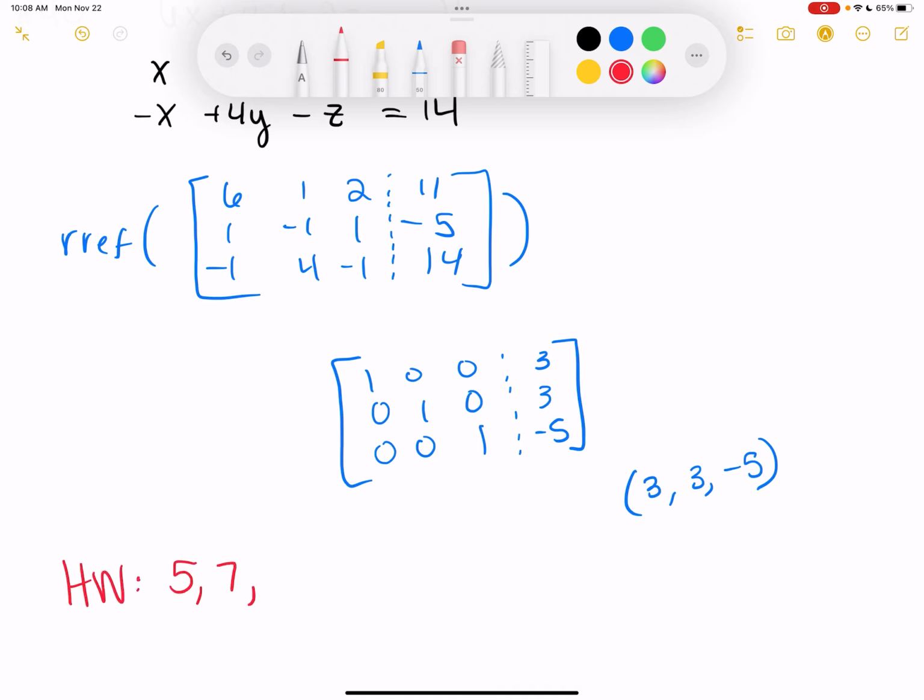Problems 5, 7, 19, 35, and 39. Problems 19, 35, and 39 do on your calculator. 5 and 7 you need to do by hand. You can have tomorrow to work on them. I'll probably just look at them when you're done and go ahead and put the grade in, since it would be easier for me just to look at it in this particular case.